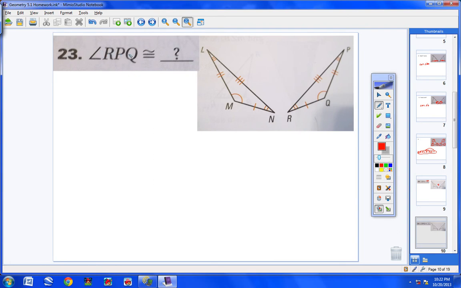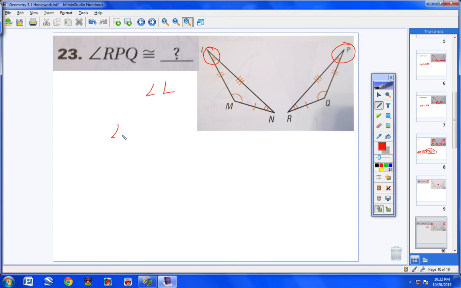Angle RPQ. So we start with R, we go to P, and then down to Q. So we're talking about this angle right here. Does everybody see that? Start with R, go to P, go to Q. So we are dealing with this angle right here. Notice it has 3 slashes. So please find the angle over here that has 3 slashes. It's right here. So you could put one of 2 angles. You could put congruent to angle L. That would be sufficient.